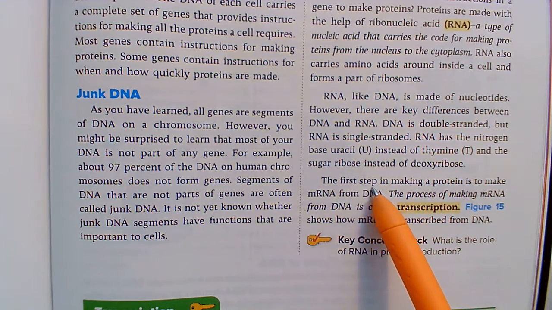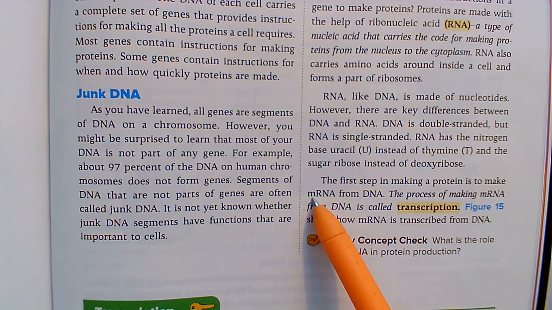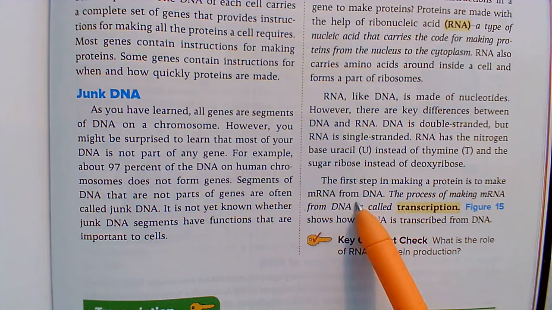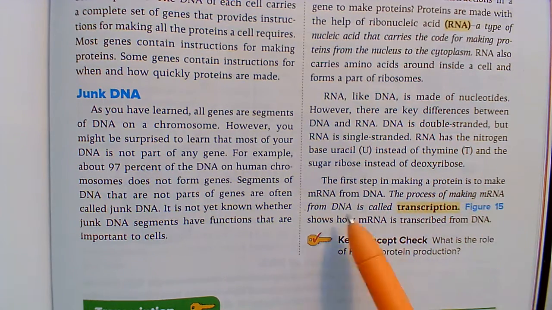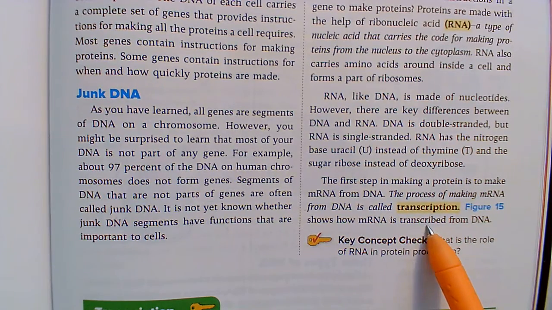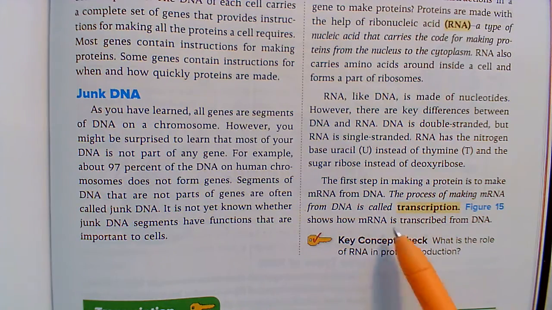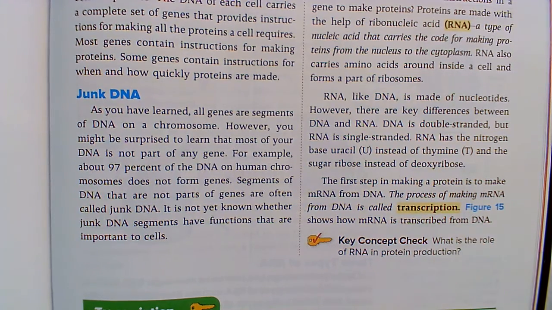All right, so the first step in making protein is to make messenger RNA from DNA. The process of making this messenger RNA from DNA is called transcription. Remember, that's writing out the recipe from Grandma's recipe book. Let's see, figure 15 shows how messenger RNA is transcribed. Transcribed is just the word that means going through transcription from DNA.